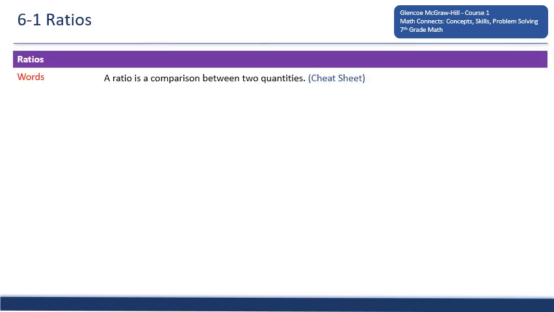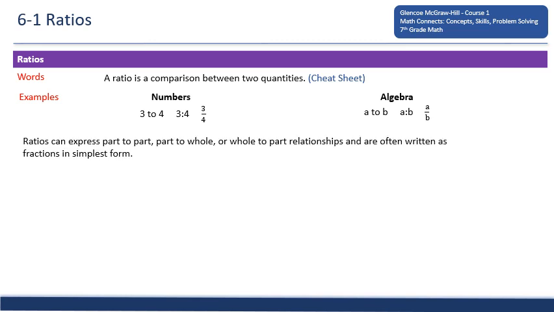Ratios. In words, we say a ratio is a comparison between two quantities. An example in numbers is 3 to 4, and we can read the fraction as 3 to 4. In algebra, A to B. Ratios can express part to part, part to whole, or whole to part relationships, and are often written as fractions in simplest form.